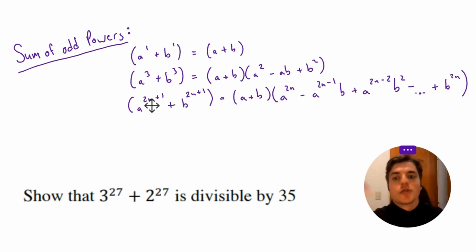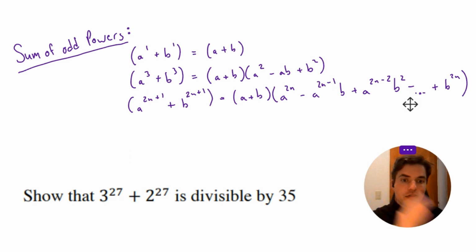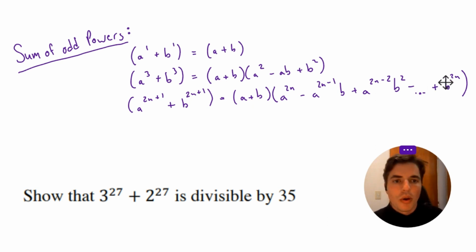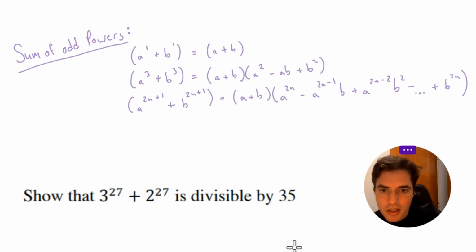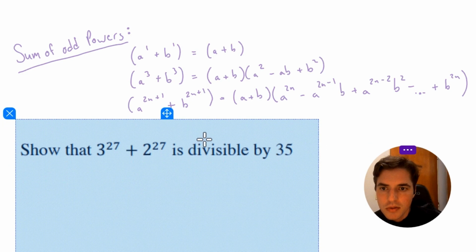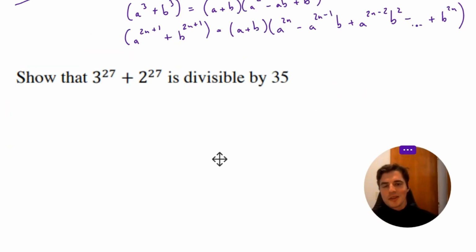So a to the, if this was 9, we'd say a to the 8th minus a to the 7th times b plus a to the 6th times b squared minus a to the 5th b cubed. We just keep switching positive, negative, and we eventually get to plus b to the, in the example, 8, or b to the 2n. So I think we can use this in order to solve our problem. Let's see if I can maybe bring this up a little bit closer. So we have something to work with here.